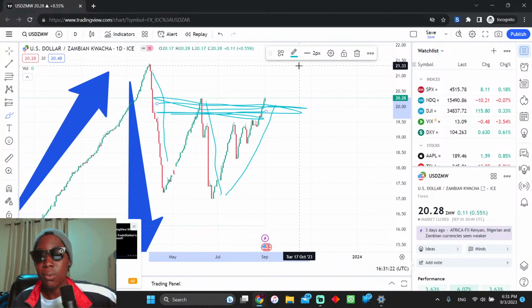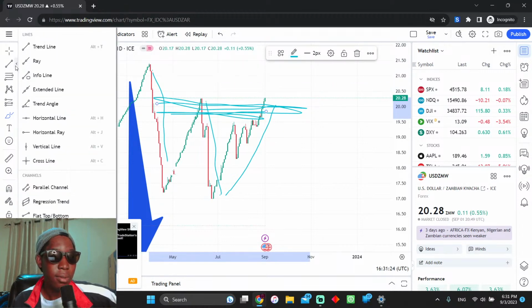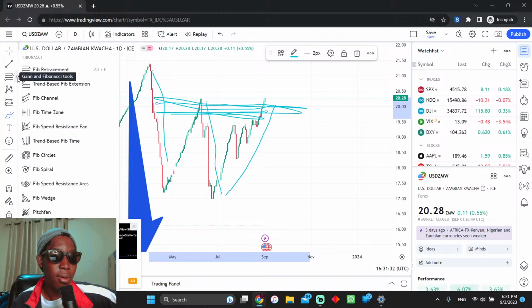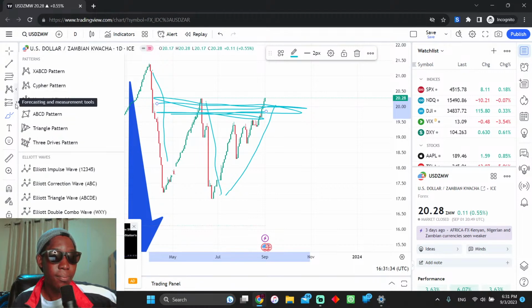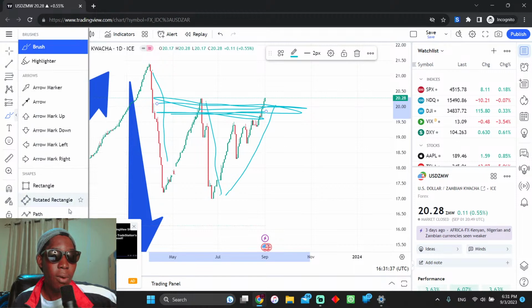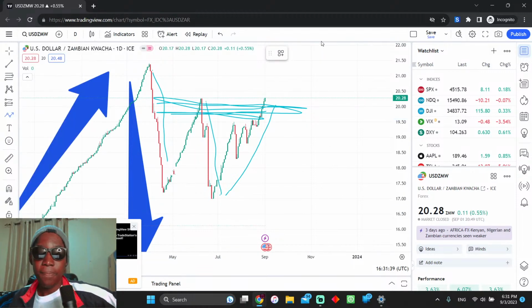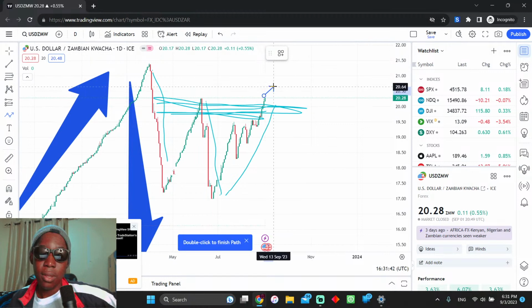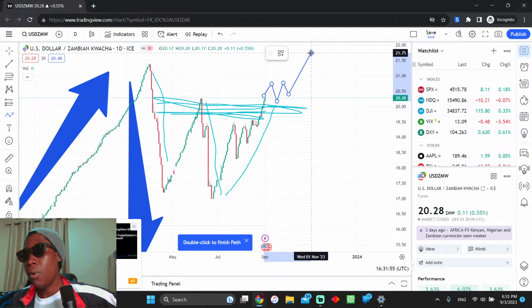Let me look for a path tool. Okay, so I'm going to use a path. So from here, as I was saying, price will not go up in a straight line. Maybe there might be some resistance, maybe it reaches this level, comes down again, comes up, down, and finally even goes up. So this is the first possibility.